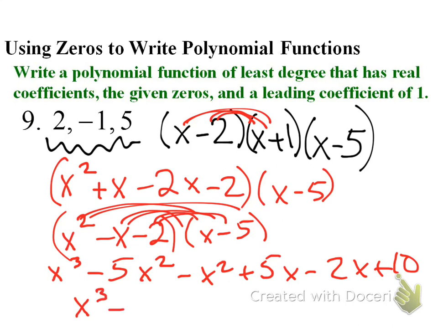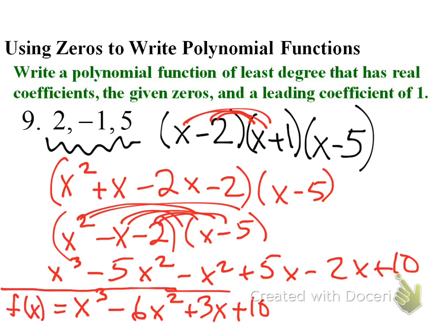Why behind that 5x squared, that next x is a negative? What's your question behind this one? Why is this a negative? Yes. So I distributed the x squared, then I'm distributing this negative x. So negative x times positive x is negative x squared, and then negative x times negative 5 is plus 5x. Plus 3x plus 10. So this is our function. F of x equals all that.